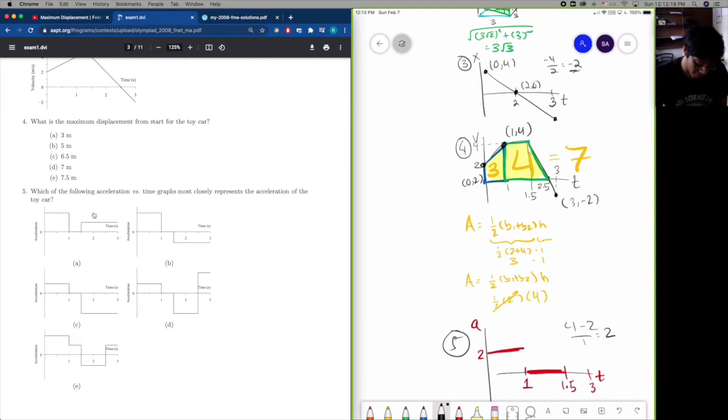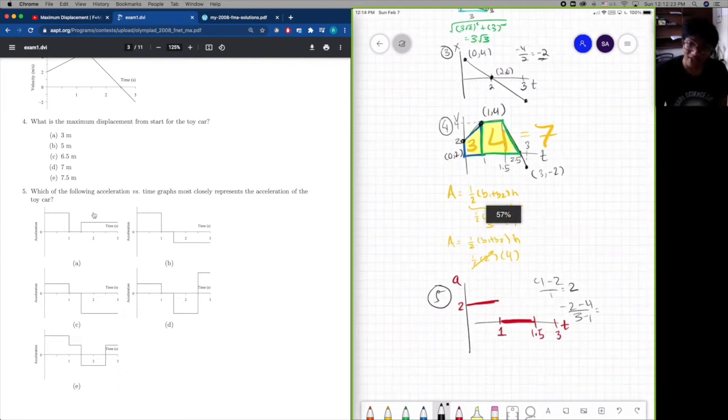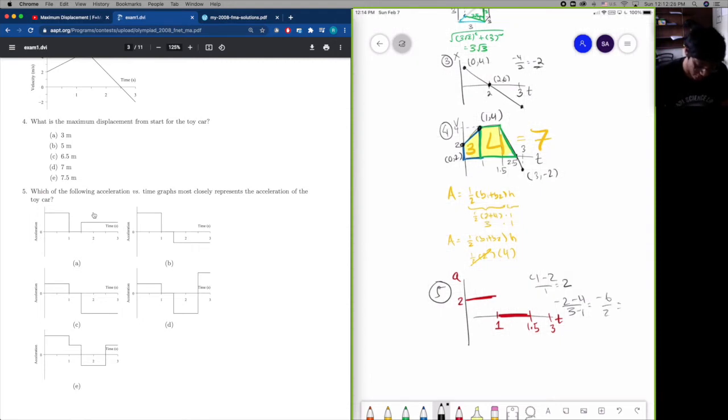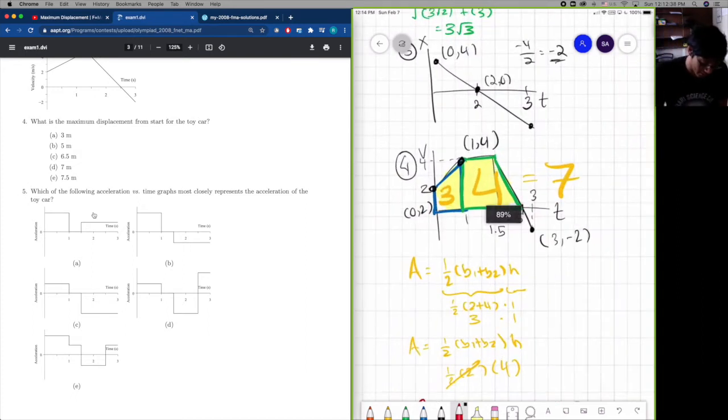Well, negative 2 minus 4, and 3 minus 1 is going to give us negative 6 over 2, which is, of course, negative 3. And so that's going to give us some acceleration right here. So that's going to be negative 3 meters per second squared. And so now let's go ahead and confirm whether that's actually correct.